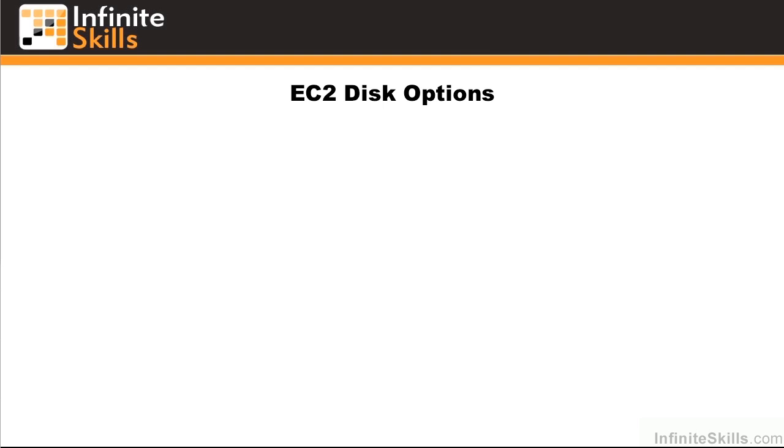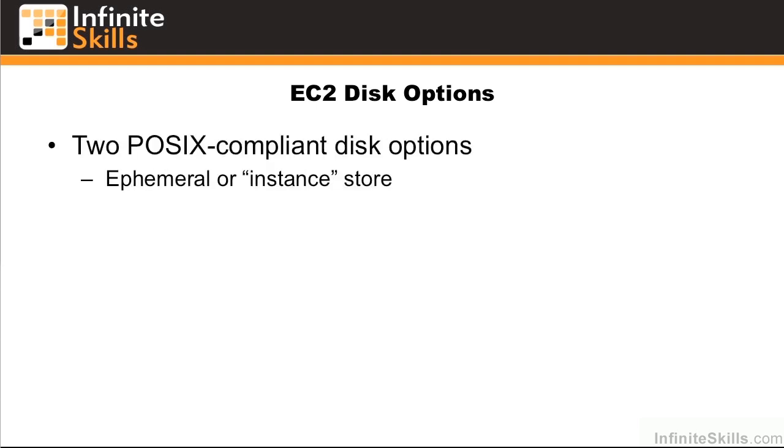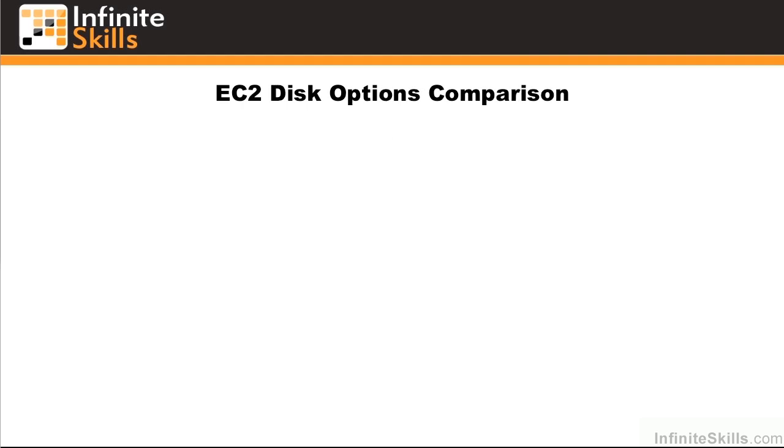In this lesson, we're going to explore the two disk options available to EC2. The two options are ephemeral or instance store. Those terms are used interchangeably in AWS, which is local disk. This is disk that's given to you for free when you provision an EC2 instance. There's also EBS, or Elastic Block Store. This is network attached disk that you can provision and attach to a single EC2 instance.